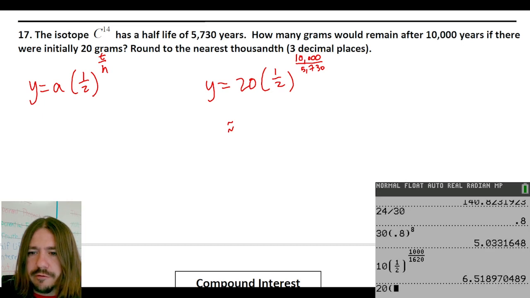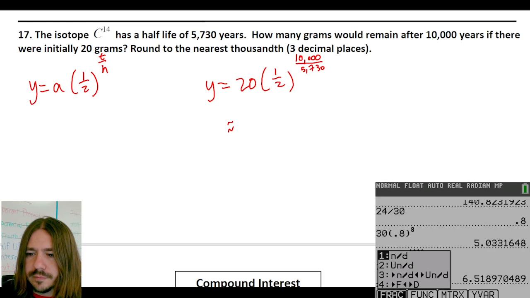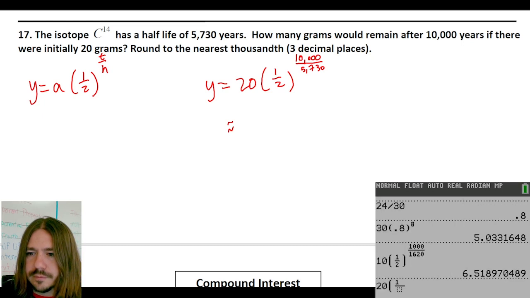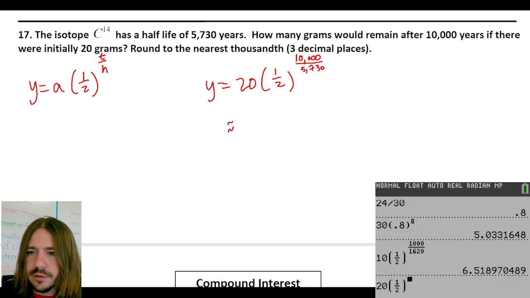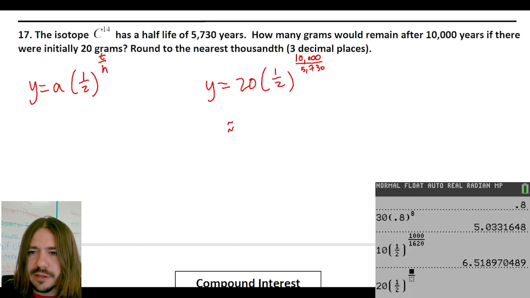20 times 1/2 to the power of, and if we have another problem like this, I might just copy and paste the previous equation so I don't have to keep doing all those fractions. 10,000, make sure you have enough zeros here, divided by 5,730.